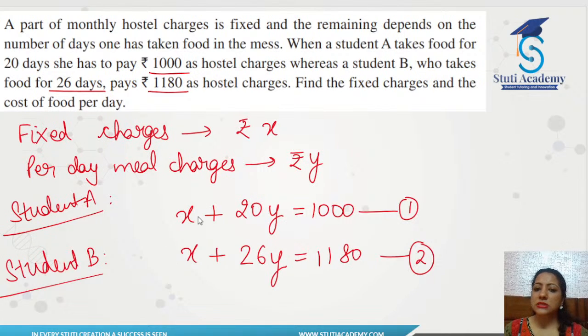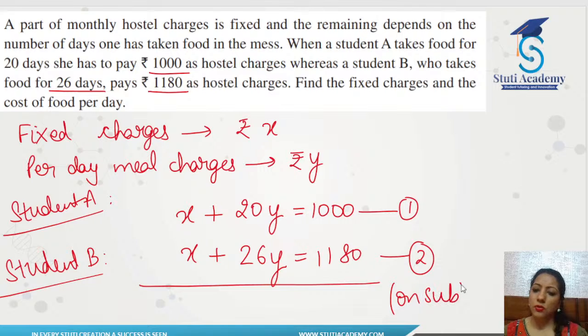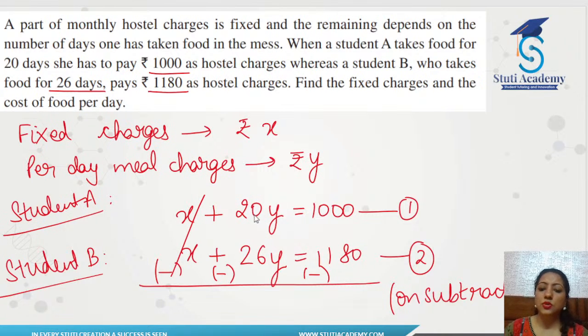So very clearly we can see that it's very convenient here to eliminate X because the coefficients of X are already the same. So we are going to subtract these two equations. On subtracting, the signs will get reversed. They're all positive right now, they will all become negative. X minus X will give us 0. 20Y minus 26Y will give us minus 6Y. 1000 minus 1180 will give us minus 180.